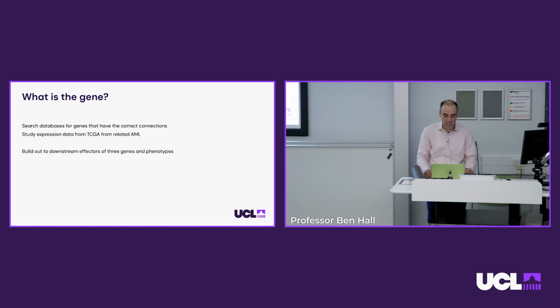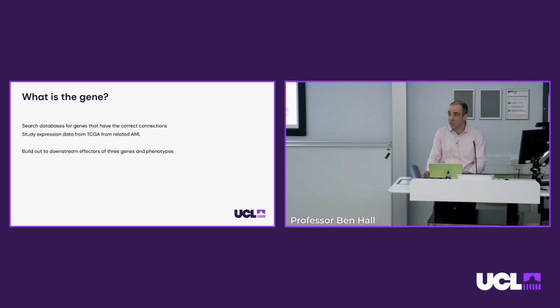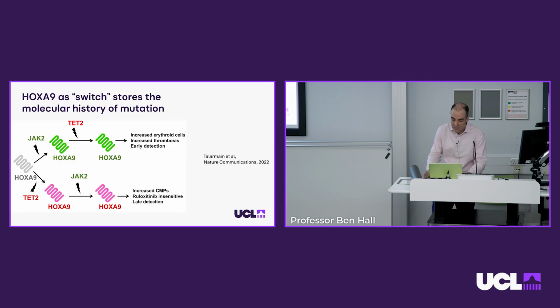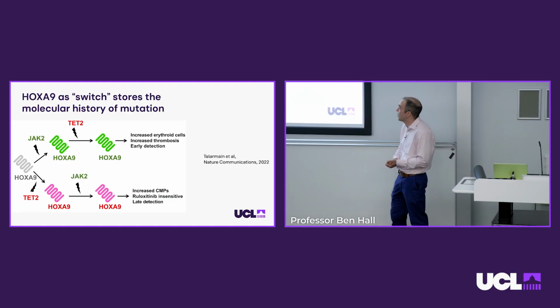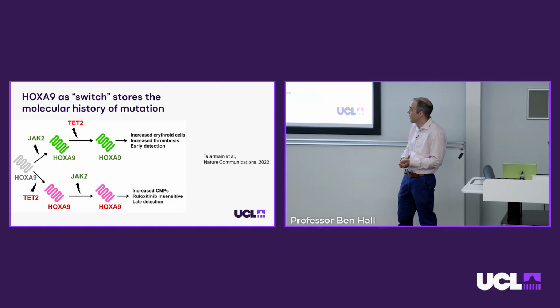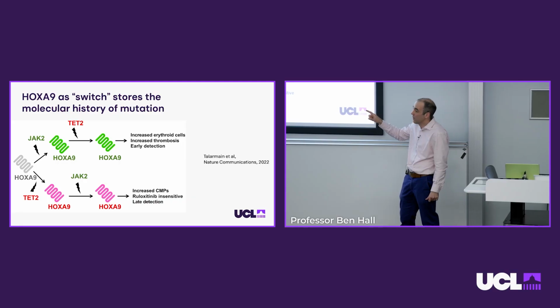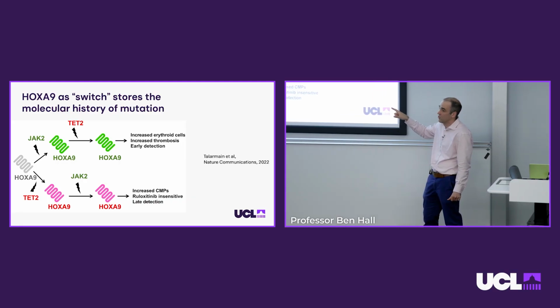We could combine this with data from public databases from the related disease AML. And we could build out the downstream effectors of these 3 genes and phenotypes. This allowed us to identify the gene homeobox-A9 as a potential switch to store the molecular history of mutation. This gene is uniquely found to be downstream of both TET2 and JAK2.